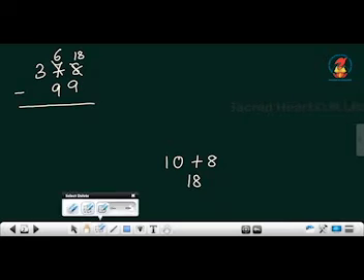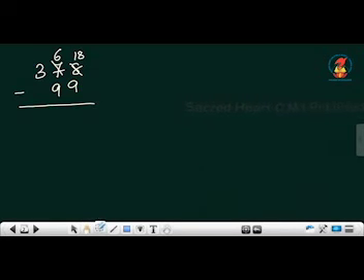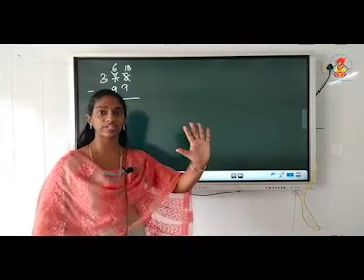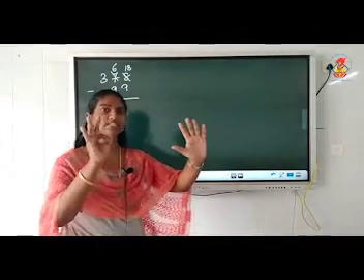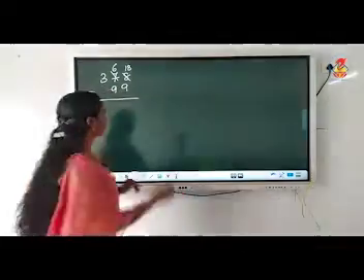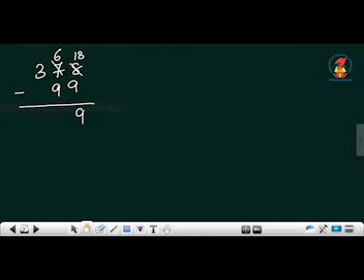Okay, children. Now, it's 18 now. What is 18 minus 9? After 9, 10, 11, 12, 13, 14, 15, 16, 17, 18. How much do you get? You get 9 there. So the answer is 9.